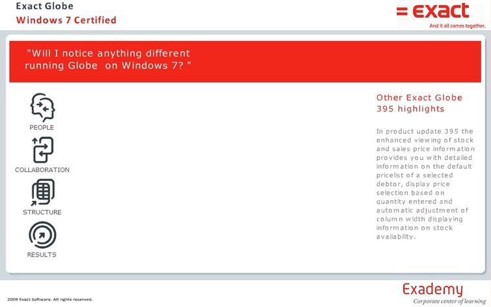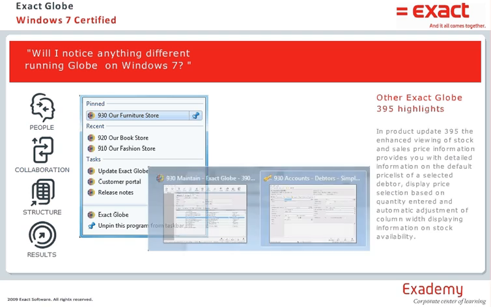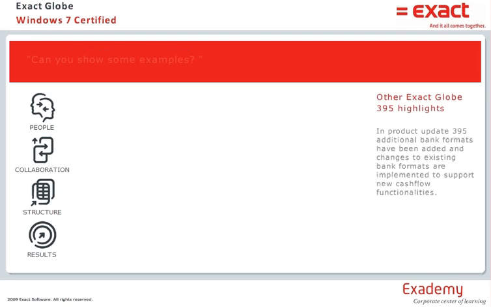Exact Globe Product Update 395 will make extensive use of the new features offered by Windows 7. This will lead to better efficiency and improved user experience. Examples of these are the Exact Globe Jump List and the Real Life Preview. Let's take a look at these two examples in detail.